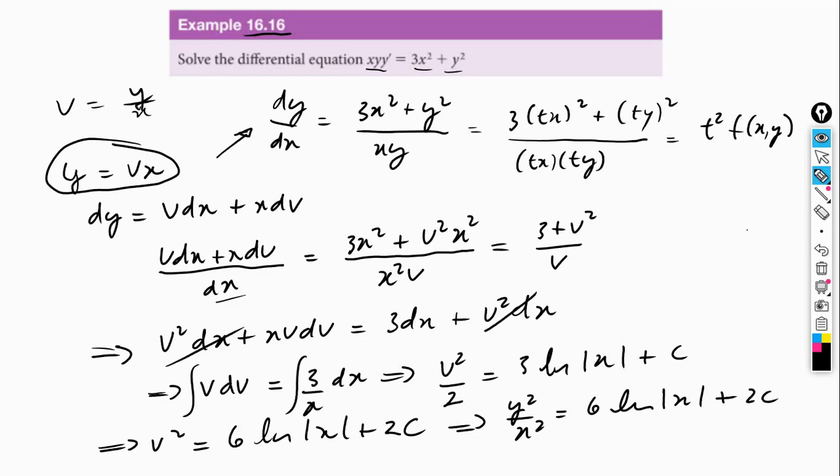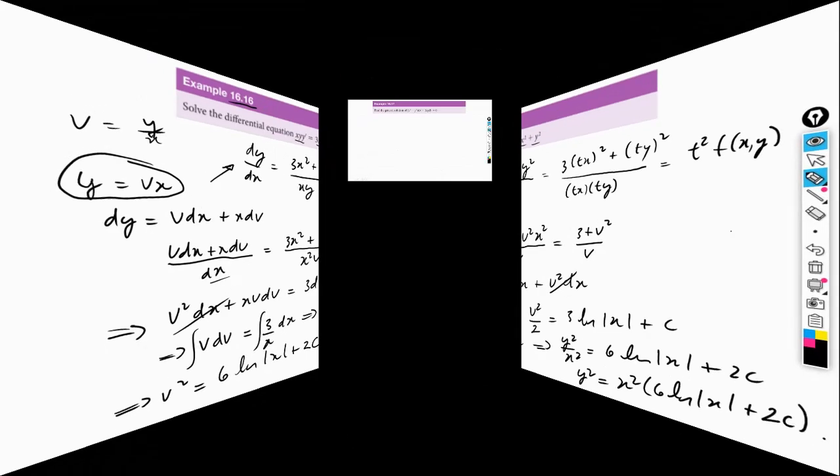And then we're going to get the implicit form of a solution, which is y squared is equal to x squared times 6 natural logarithm of the absolute value of x plus 2c.